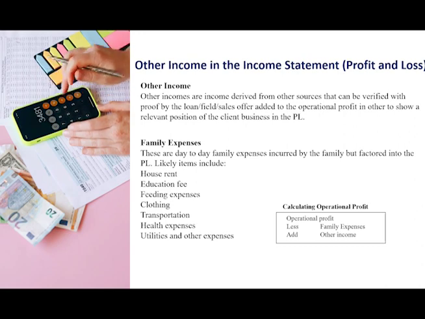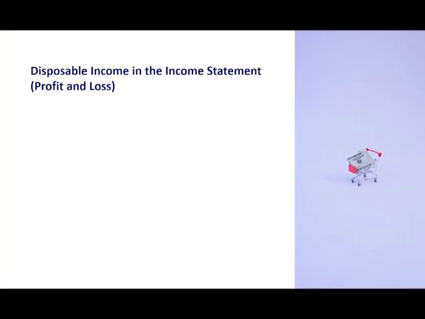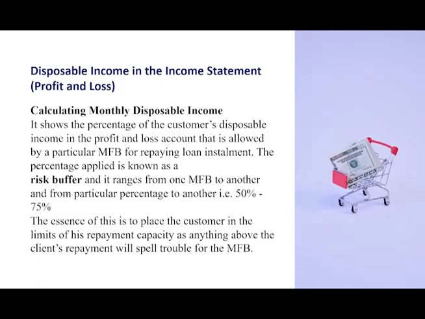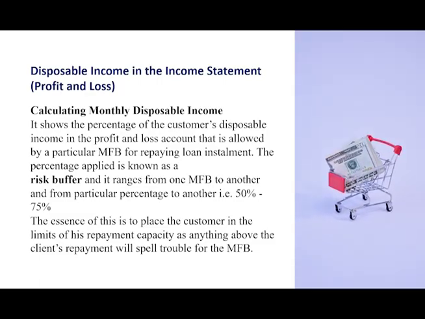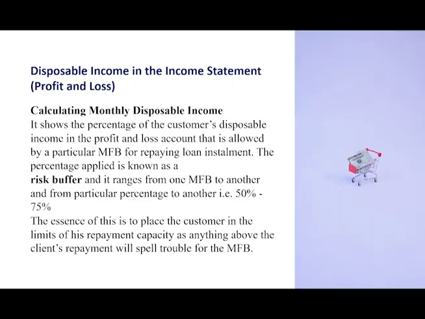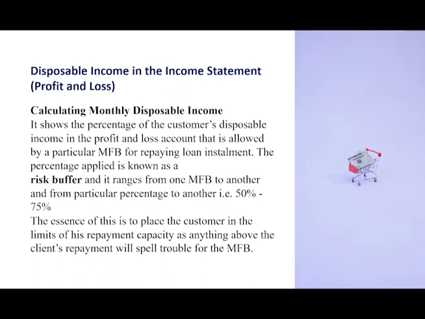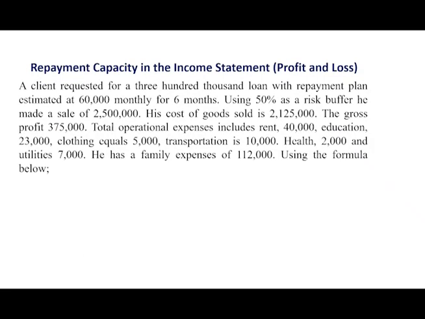Remember that for us to achieve this, we deduct family expenses and add other income. Disposable income in the profit and loss account shows the percentage of the customer's disposable income that is allowed by a particular financial institution for loan repayment installment. The percentage applied is known as a risk buffer, and it ranges from one financial institution to another, i.e., 50% to 75%. The essence of this is to place the customer within the limits of his repayment capacity, as anything above the client's repayment capacity will spell trouble for the MFB.